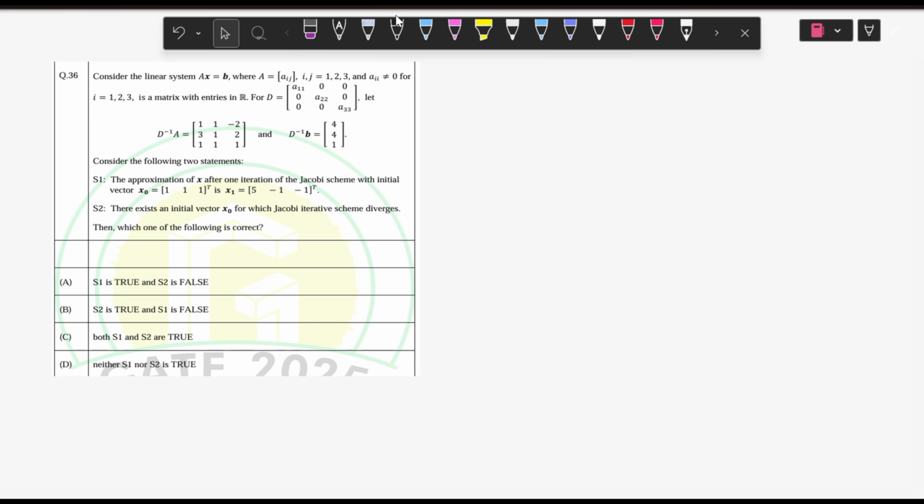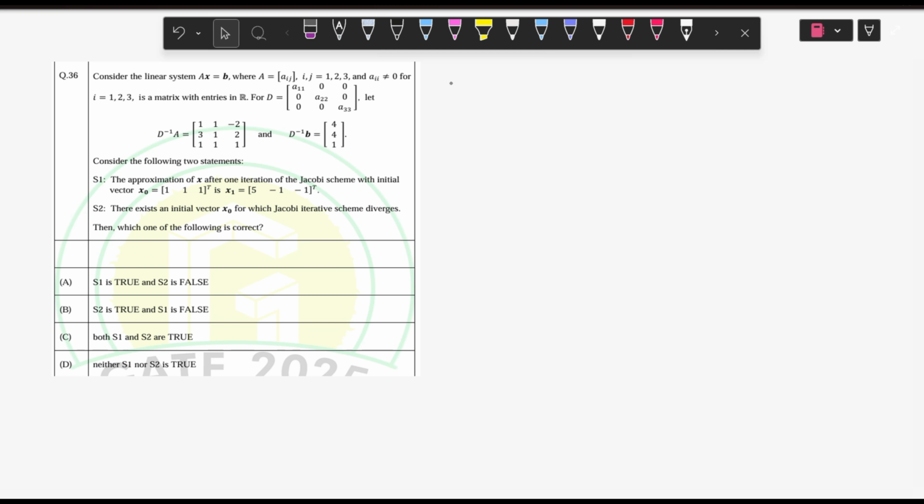So statement 1: the approximation of x after one iteration of Jacobi's scheme with initial vector x0 is x1 equal to this. And statement 2: there exists an initial vector x0 for which the Jacobi iterative scheme diverges. So which of the following is correct? That is what we need to check. So let's start the solution.